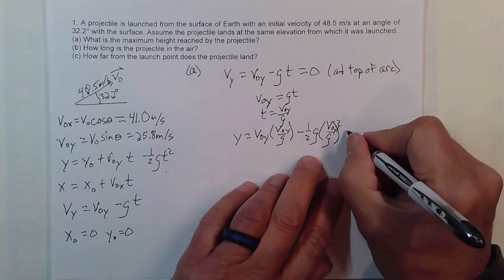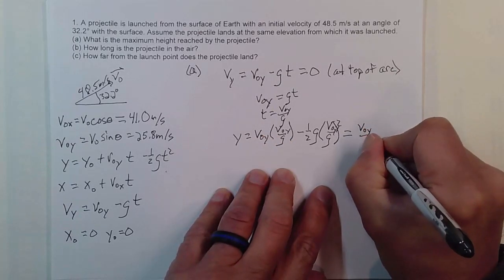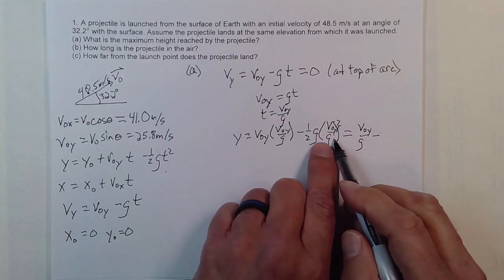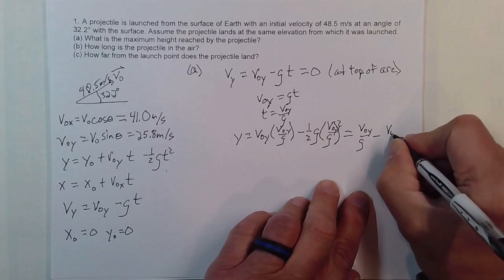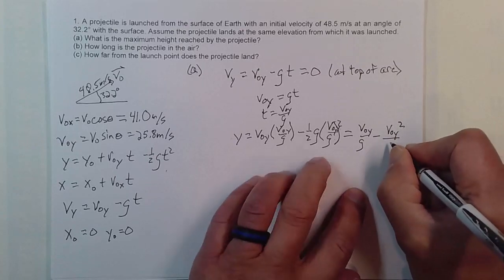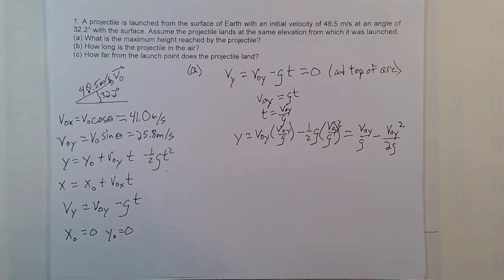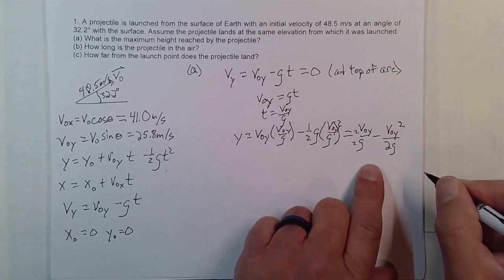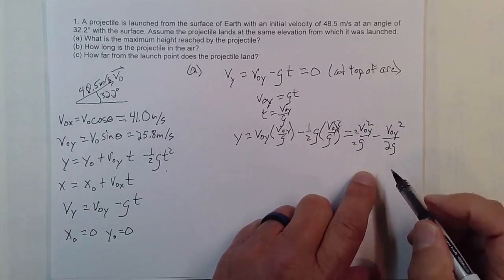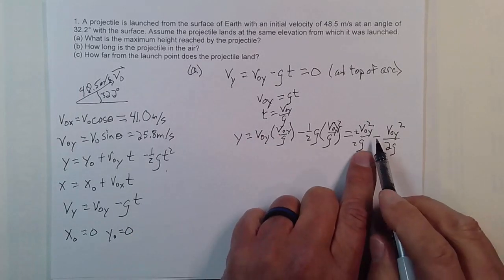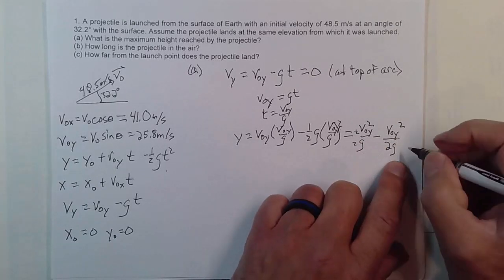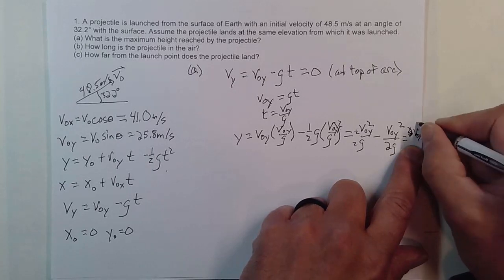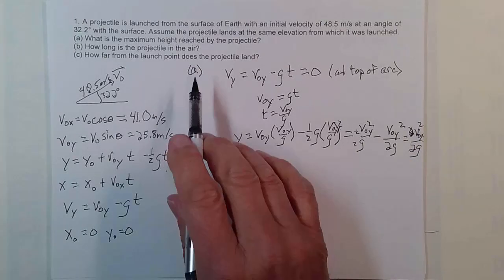Uh-oh. Well, let's try to simplify this a bit. Let's see. This first part would be v naught y squared over g minus the second part. When I square this, I'll have v naught y squared over g squared. I actually end up with v naught y squared over 2g. Okay, that's the maximum height. Well, let's see. I can get a common denominator with those two. Multiply top and bottom of this one by 2, because it's v naught y times v naught y. Anyway, I'll end up with 2 v naught y squared minus v naught y squared over 2g, which is what I'll have left: v naught y squared over 2g. That's the maximum height reached by the projectile.